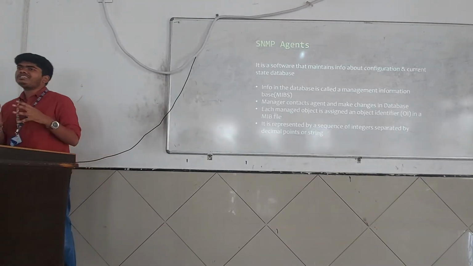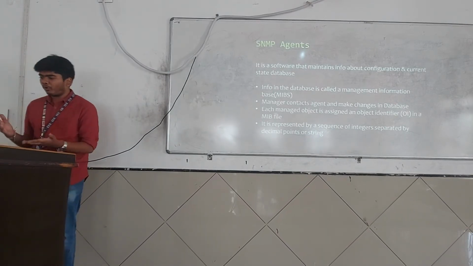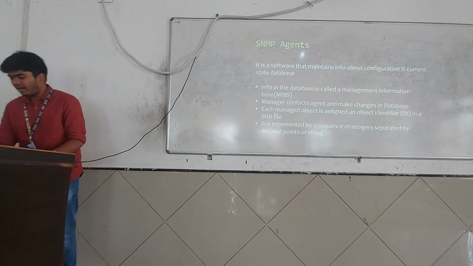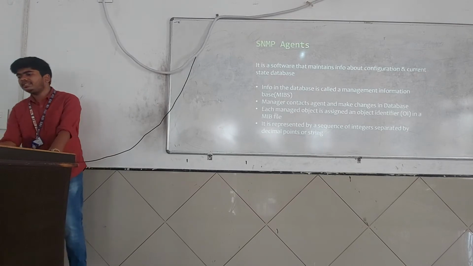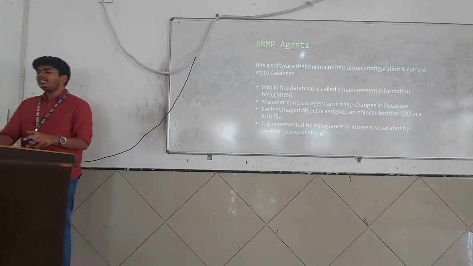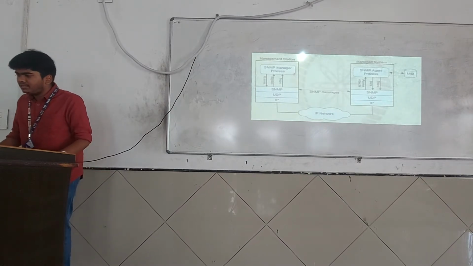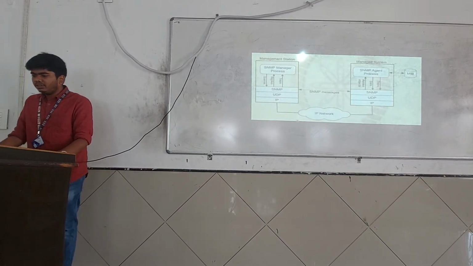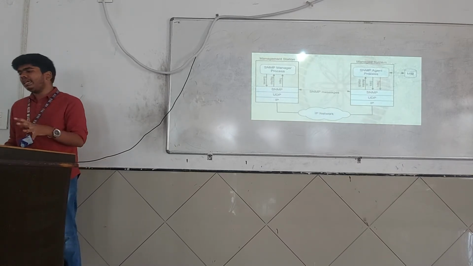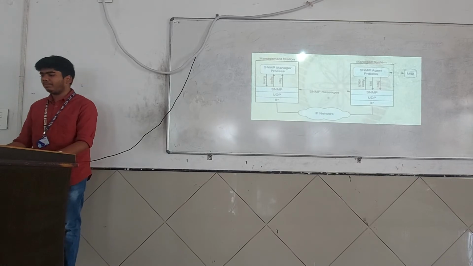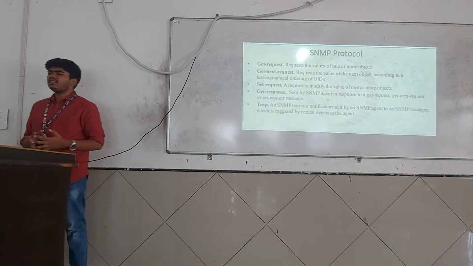So if the agent sends an acknowledgement that we are encountering a network problem, then there should be some changes occurring in a database. That is done with the help of these SNMP agents. It is represented by a sequence of integers separated by decimal points or strings. So in this way we can say this is a management station and this is a managed state. The traps, replies, and queries are all transferred between these protocols through an IP network.